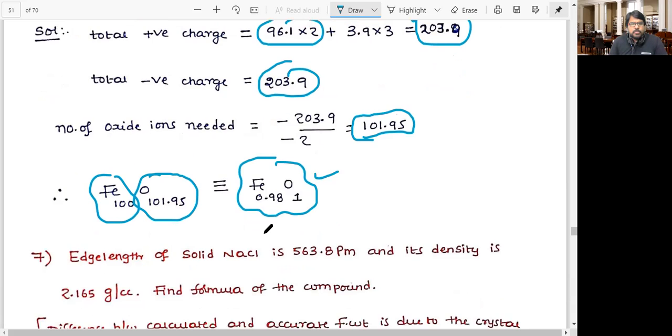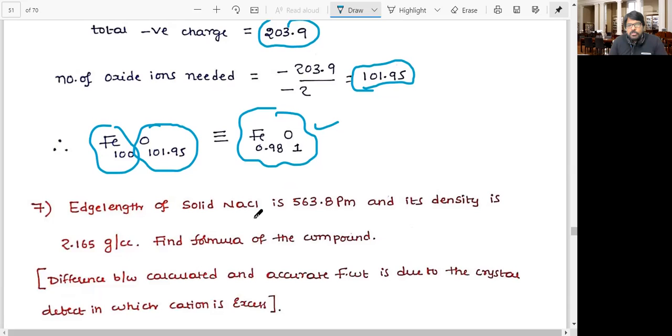So here the next one. The edge length of solid sodium chloride is given as 563.8 picometers, and its density is given. Find the formula of the compound. So solid sodium chloride, we know the formula. Why is he asking? That means there must be some defect. That's why he's asking. And he has also given the information.